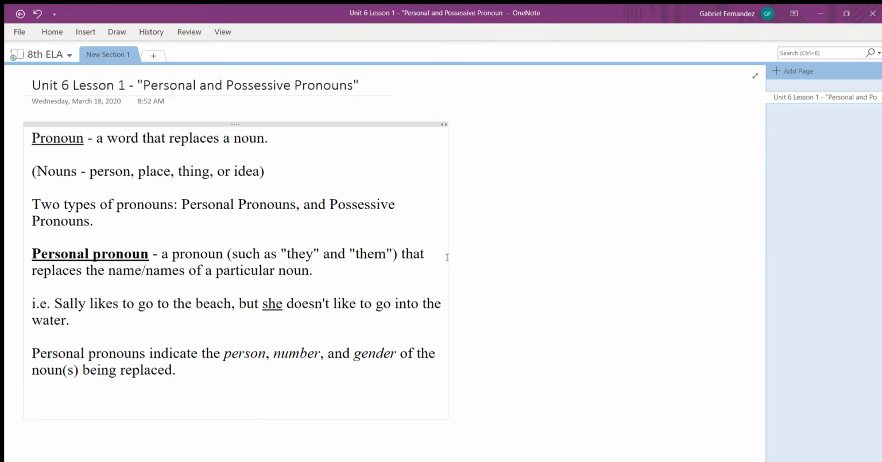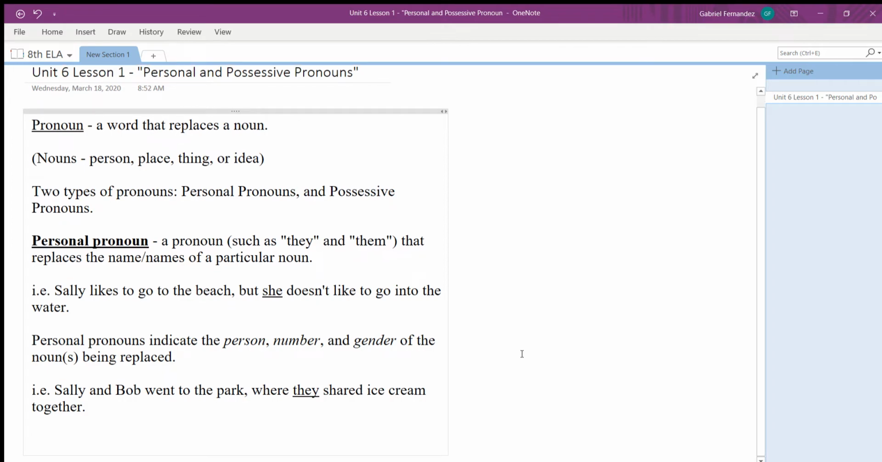Now, if I were to have more than one person, say Sally and Bob went to the park, I would no longer say she. If I want to talk about both Sally and Bob being the subject of the sentence, I would say Sally and Bob went to the park where they shared ice cream together. Two examples of personal pronouns there in that case: she, they. There's several more. Let me give those to you now.